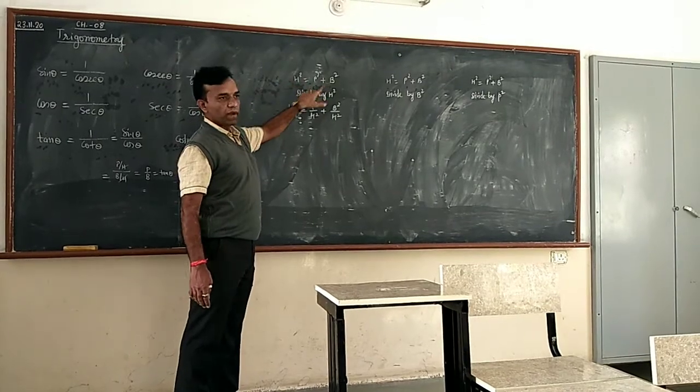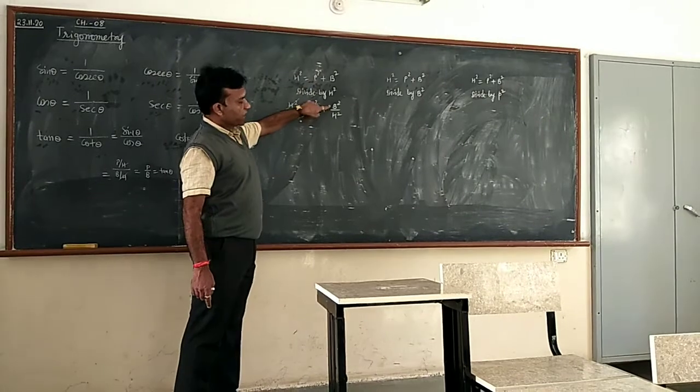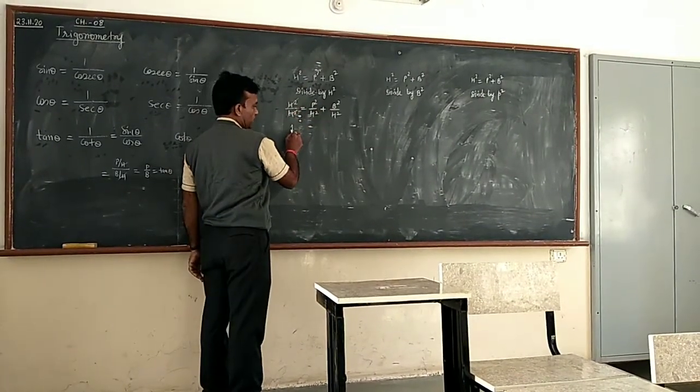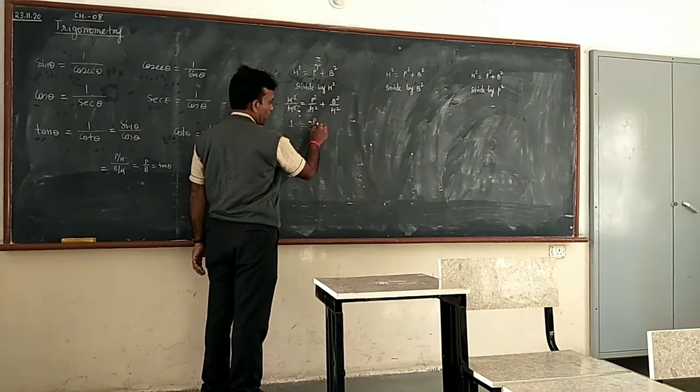All terms divide by h square. So h square by h square, p square by h square, and b square by h square. Okay, so h square is cancelled out, and now p square by h square. So use the law of exponent.